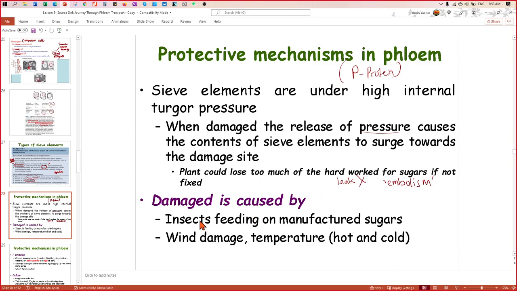What caused it? It can be due to insects, okay? You know, some insects like to feed on the sap. Also wind damage, okay? Or maybe just you. You go to the plant, you flick the plants, you just break the plants because your hands just cannot be silent, just like your mouth. You keep on disturbing the plants. So these plants can be very much damaged.